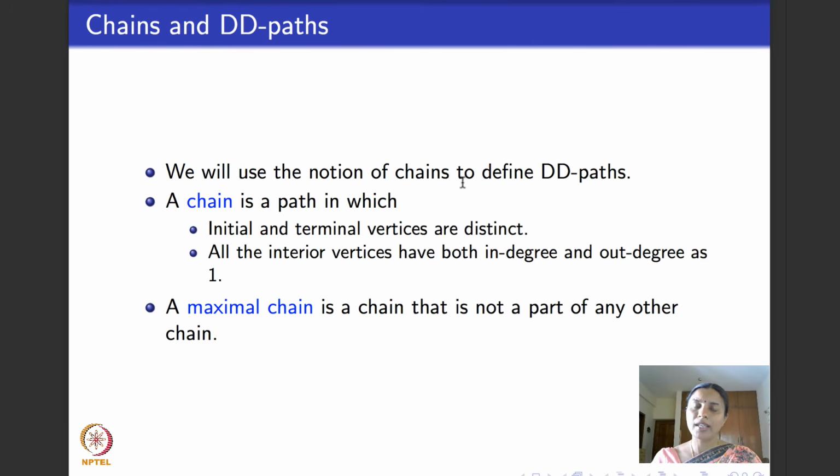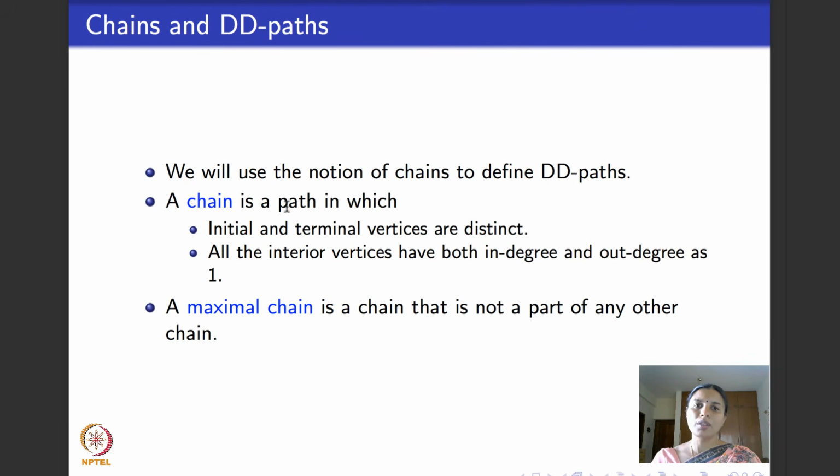So to see what a DD path is in detail, we will need the notion of what is called a chain in a graph. You might have heard about the term chain when you looked at what are called partial orders. You typically see partial orders in a course in discrete maths, let's say. Chains are what are called total orders there. For the sake of simplicity, I'm redefining chains here. So what is a chain?